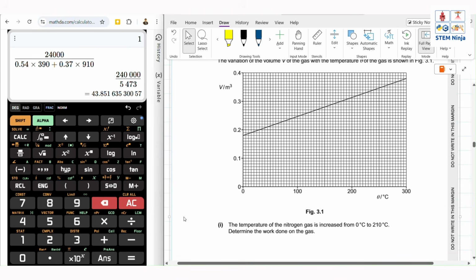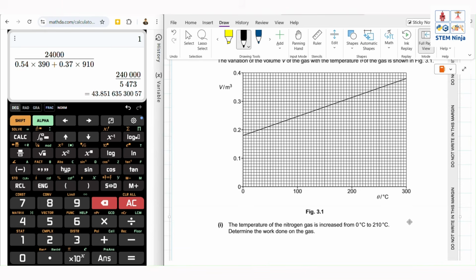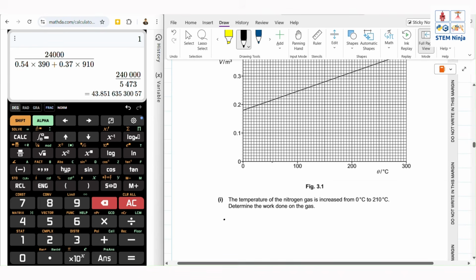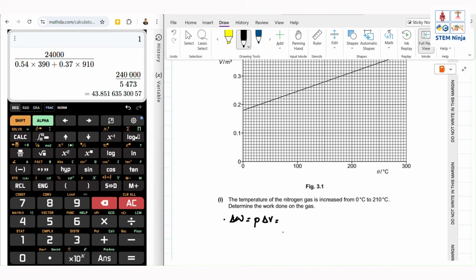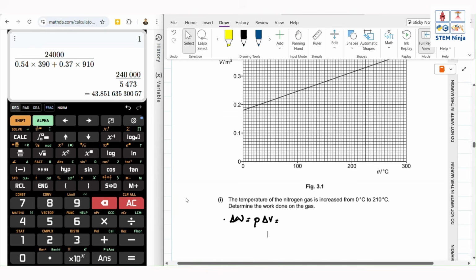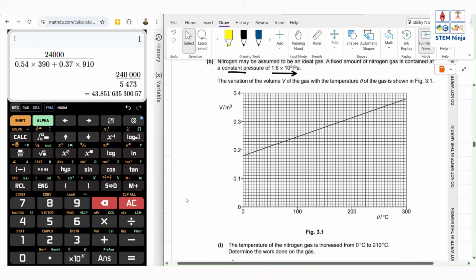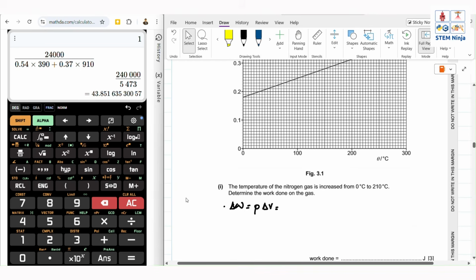So the temperature of the nitrogen gas is increased from 0 to 210 degrees. Determine the work done on the gas. So we know that this is happening at constant pressure. So the work done would be P delta V, since this is happening at constant pressure. However, yes, 1.6 times 10 raised to power 5.